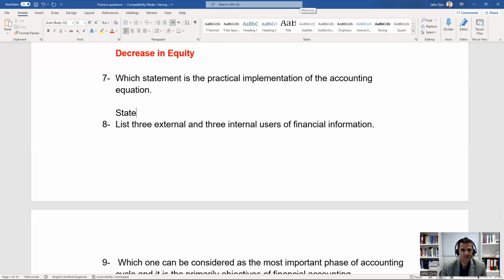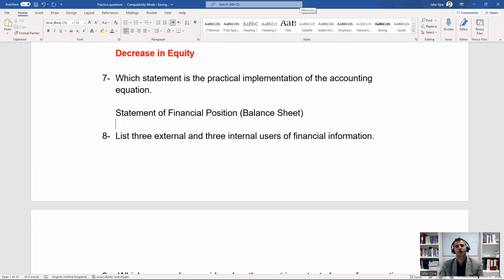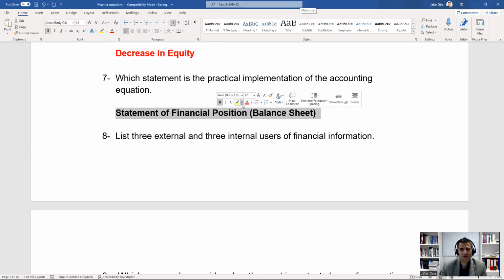Statement of financial position. Balance sheet. Okay, balance sheet. So the balance sheet is the statement of financial position, and this statement is basically the accounting equation, which is assets minus liabilities equal equity, or assets equal liabilities plus equity. Okay, sounds perfect.